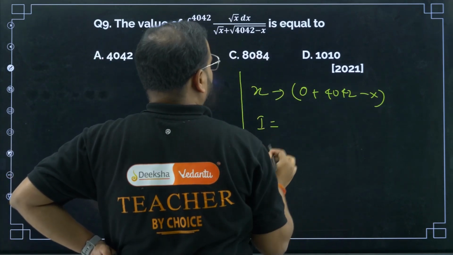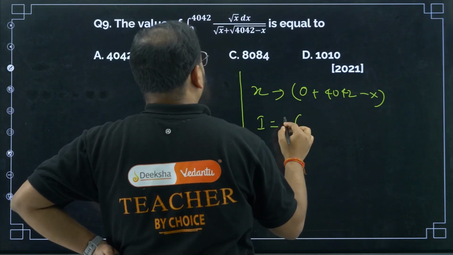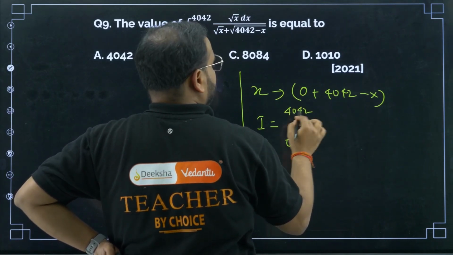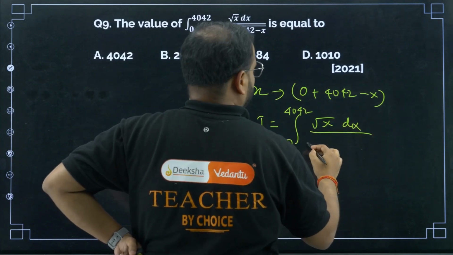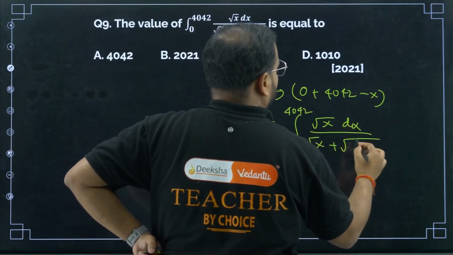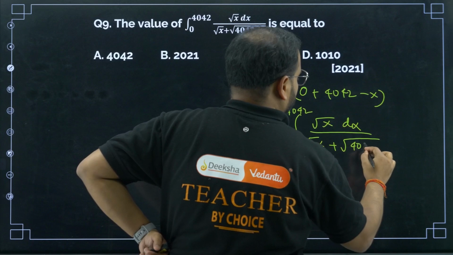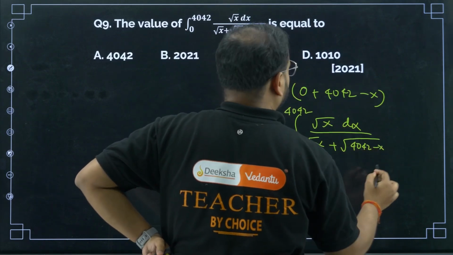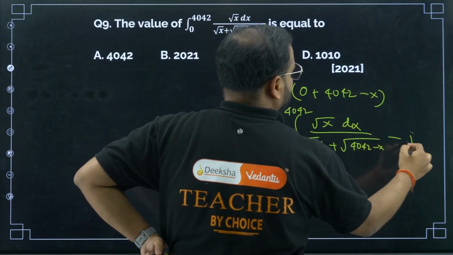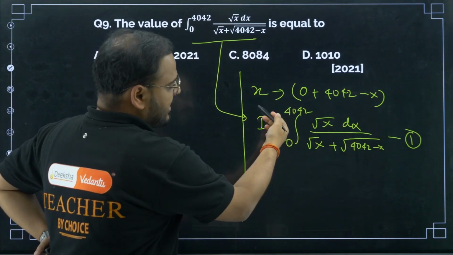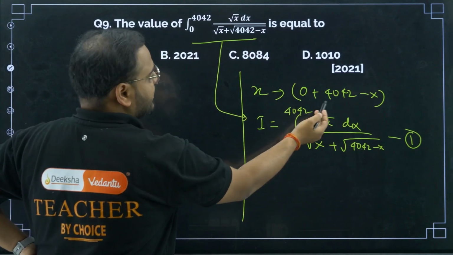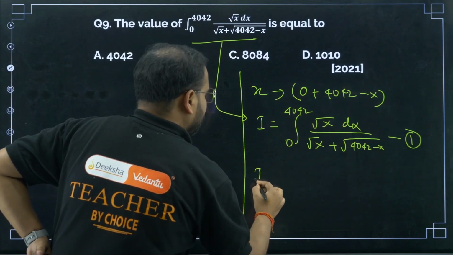So I equals integral from 0 to 4042, I'm writing as it is, no change, root x dx upon root x plus root of 4042 minus x. This is equation 1. This is just the same thing written over here, no problem. Now I'm going to exchange this x value. In place of x I write 4042 minus x.